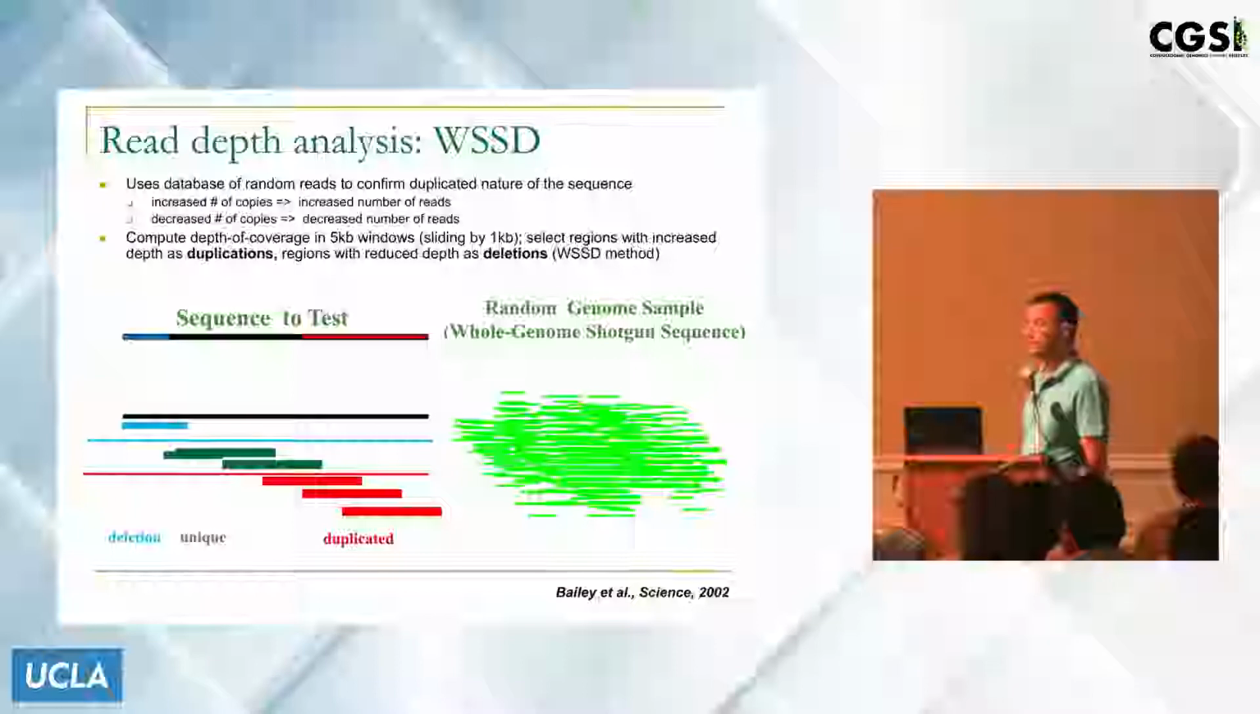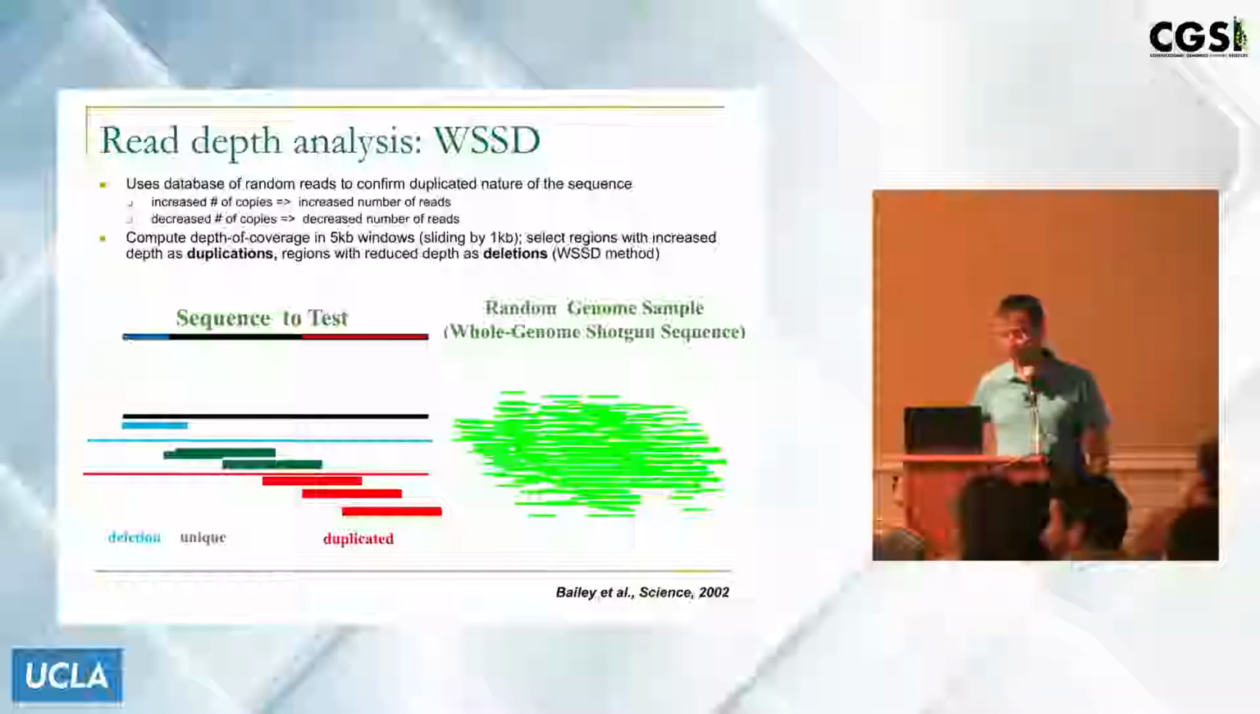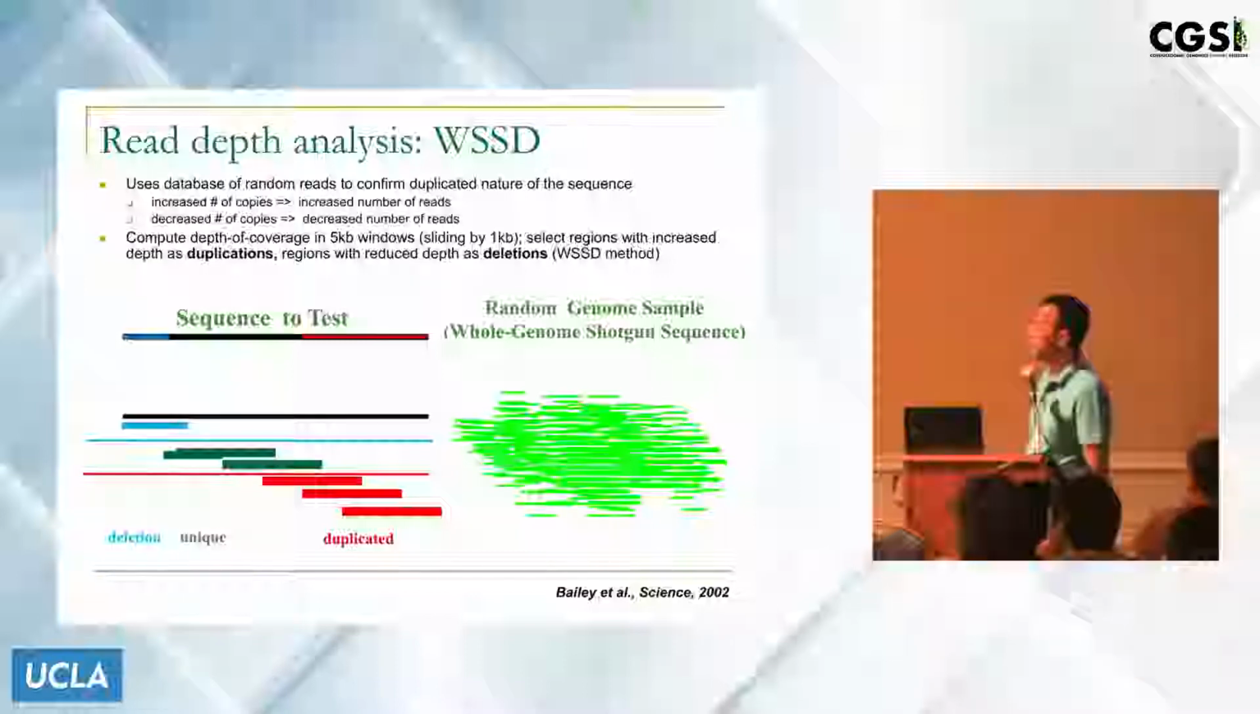Not really the case, but let's just assume that it is. And then when you align them to the reference, so it will take a while. So let's say the black region is unique copy, the blue region is a deletion, and the red region is a duplication. So with the blue region, you won't see any reads mapping, maybe just a few reads mapping. But with the red ones, you're going to see an increased number of reads. So this was the original idea.